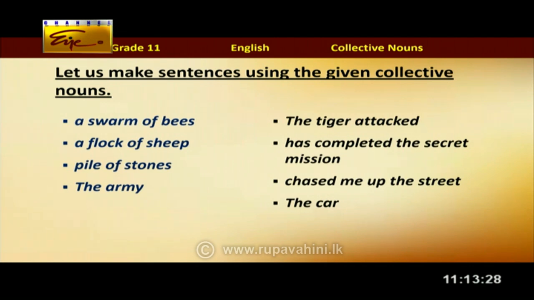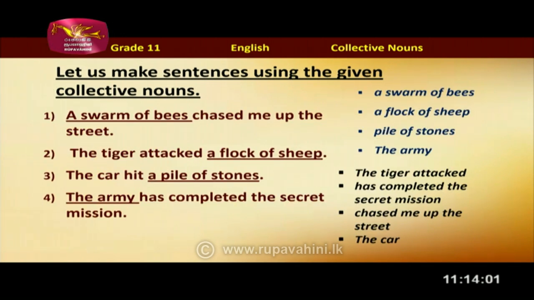Right. Swarm of bees, flock of sheep, pile of stones, the army. These are the collective nouns. Yes. What are the rest of the sentences? Yes. The tiger attacked, has completed the secret mission, chased me up the street, the car. Can you think of forming a correct sentence using these two parts of sentences, children? Yes, I think they can. Yes. Let us take one by one.